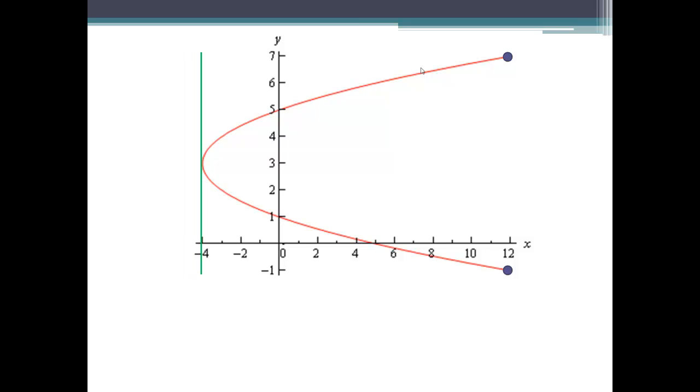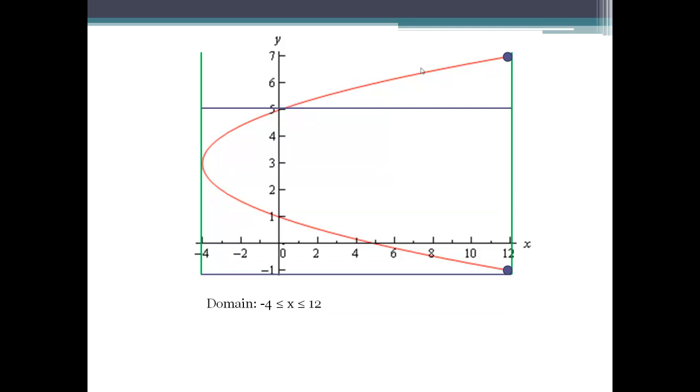Our domain goes from negative 4 to positive 12. See if you can do the range on your own on this one. Pause the video and then press play to check your work. So you should have found your range going from negative 1 to positive 7.